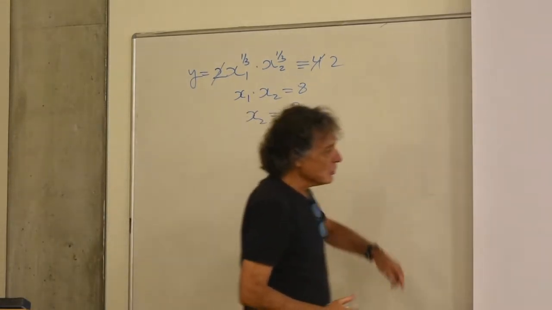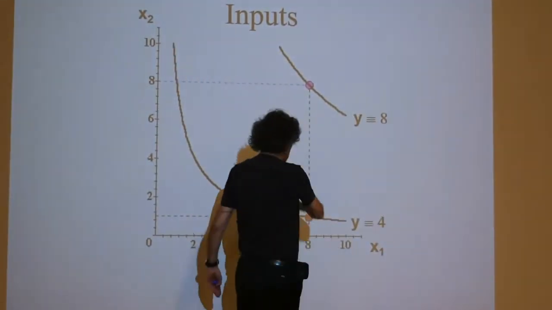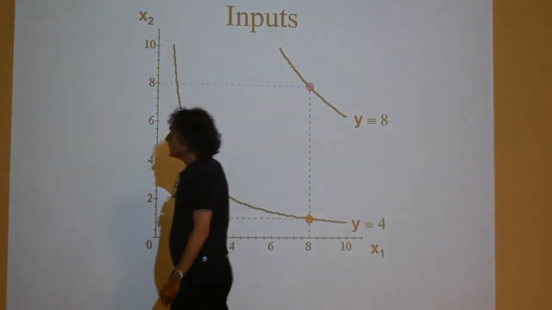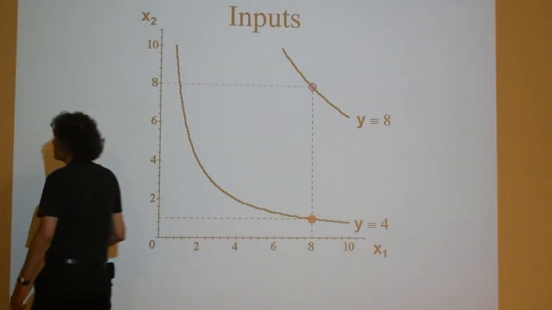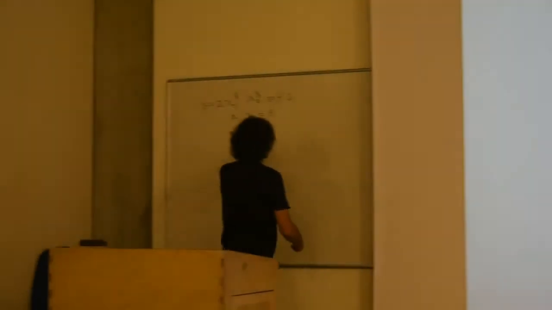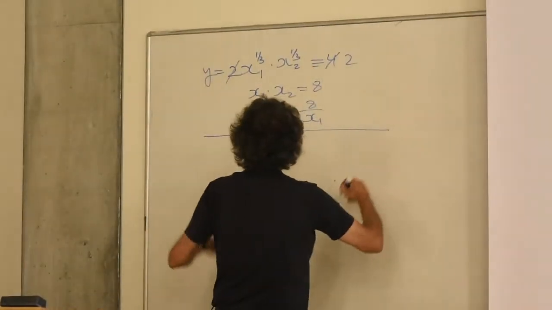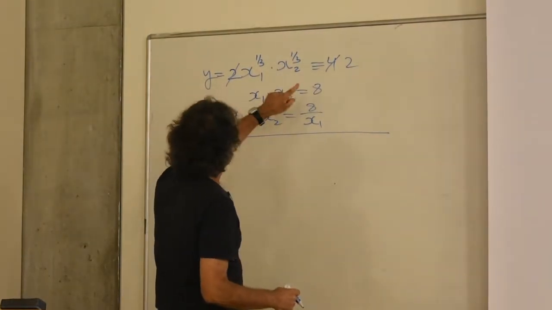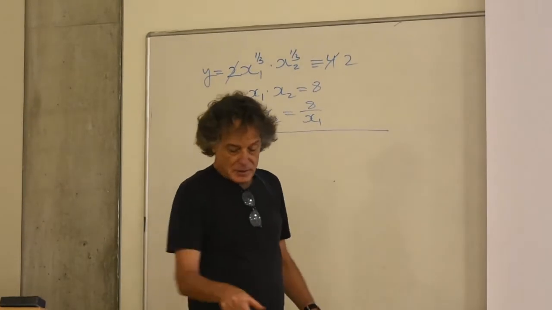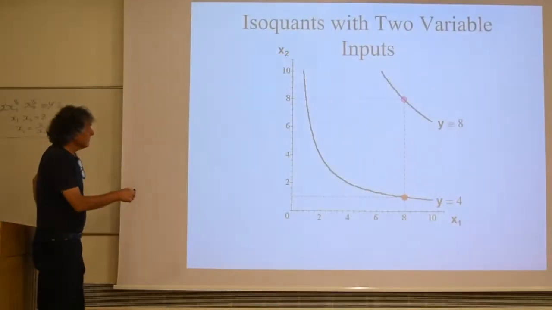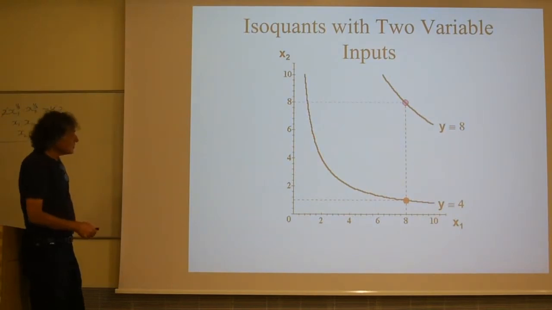And when x1 goes to infinity, the x2 is getting close to 0. And when x1 is very close to 0, x2 goes to infinity. Okay? So that exactly described this isoquant.